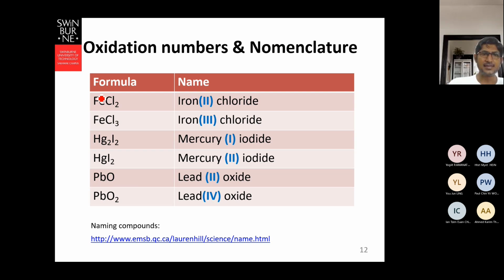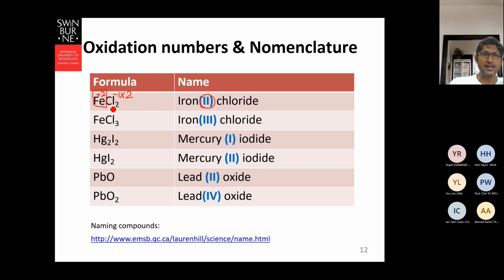Like iron here is +2, right? Iron is +2 here because chlorine is -1 and there are two atoms of chlorine, so it will be -2. This way it will be neutralized and the total charge will be 0. So iron has the oxidation state given here. This is the nomenclature we use.